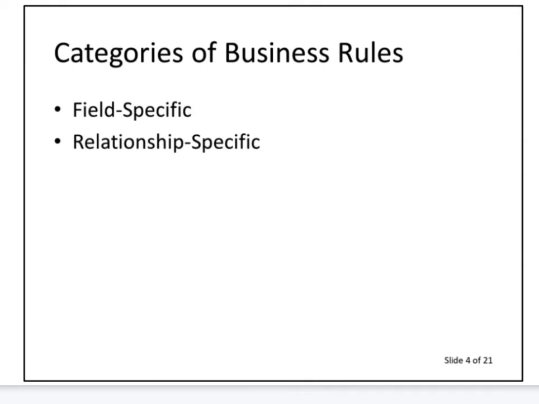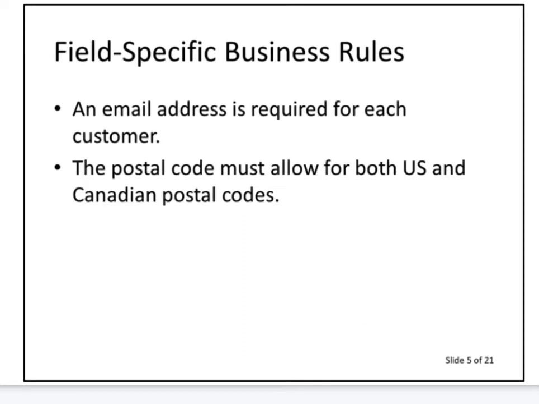So there are two categories of business rules: field specific and relationship specific. A field specific business rule imposes constraints on the elements of a field specification for a particular field. So in this first example of requiring an email address for each customer, we would not allow nulls in the field. In the second example of allowing Canada postal codes, we would allow both numbers and letters.